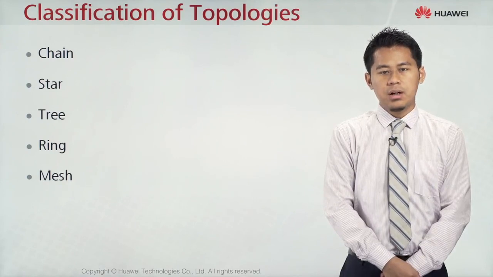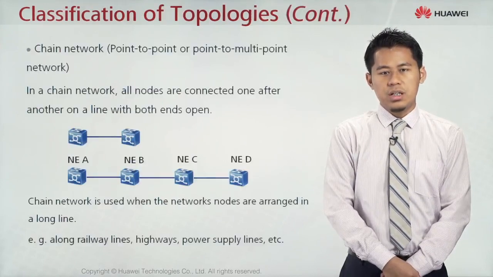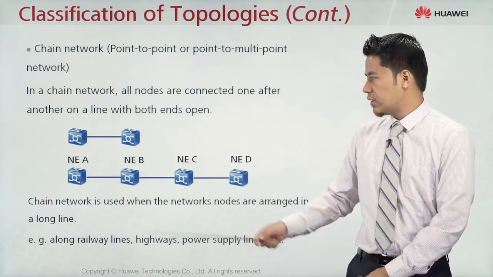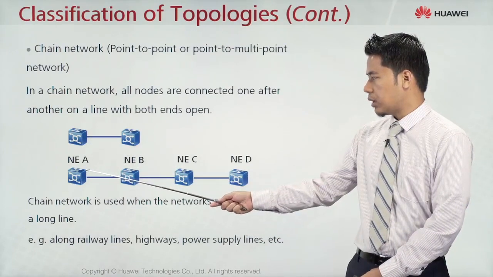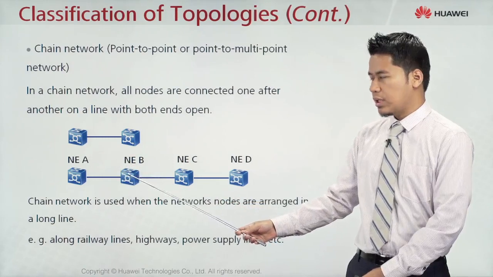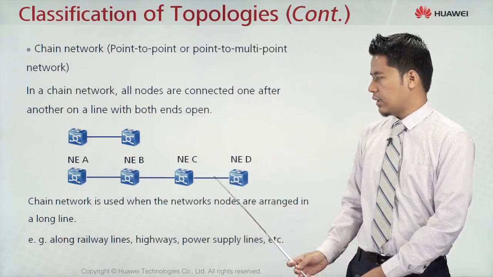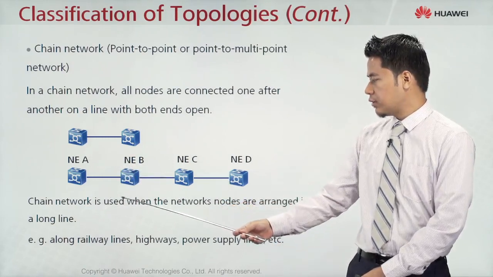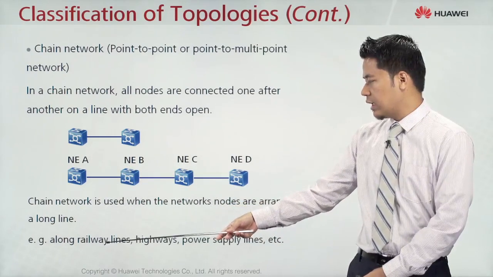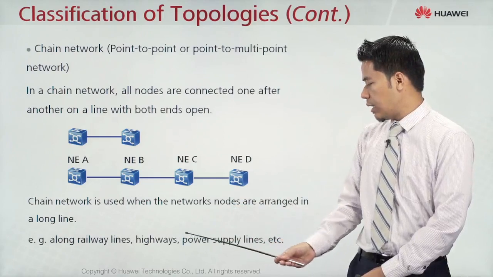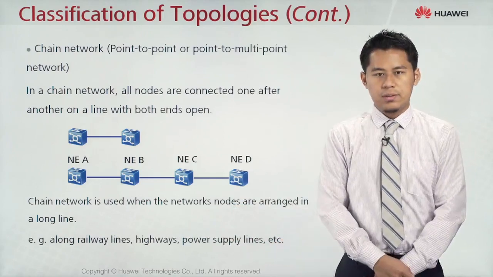The fundamental topology will be the chain. Chain will be something like this, connecting end to end. Most of the time there are other nodes in the middle. This is what we call end to end, and this one we call a chain topology. We have middle nodes between A and D. The chain topology is used in network node arrangements for long lines, for example railway lines, highways, power supply, and the rest.